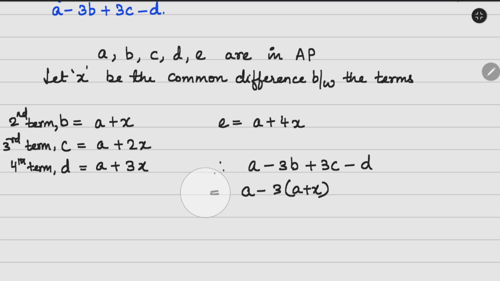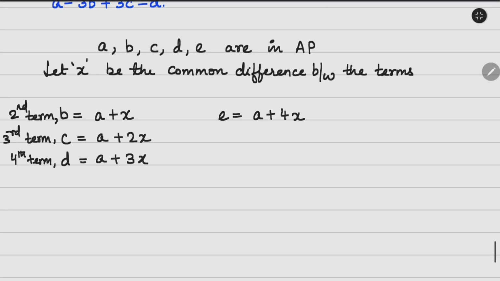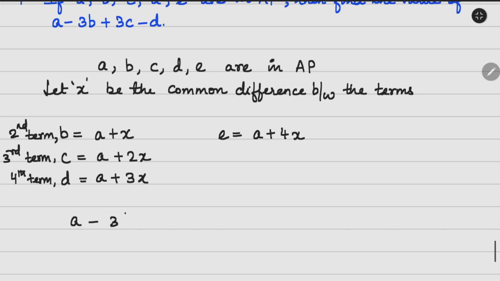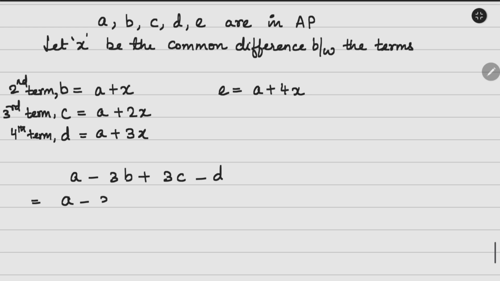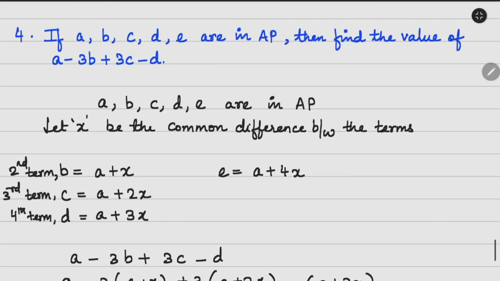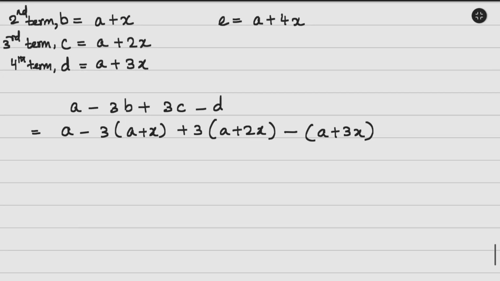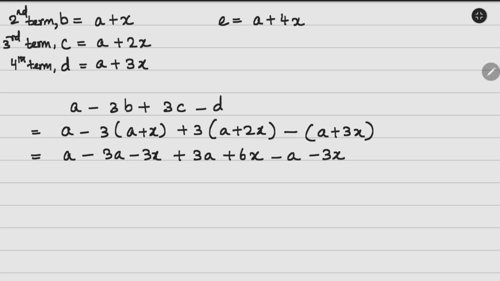Now, I don't have place, so let me rewrite it below. You are asked A minus 3B plus 3C minus D. So, this will be equal to A minus 3 into B, which is A plus x, plus 3 into C, which is A plus 2x. Just rewrite it as it is. Minus D, A plus 3x. E is not even mentioned in the question, right? You have to find the value of only these. So let's open the bracket. So it's A minus 3A minus 3x plus 3A plus 6x minus A minus 3x.